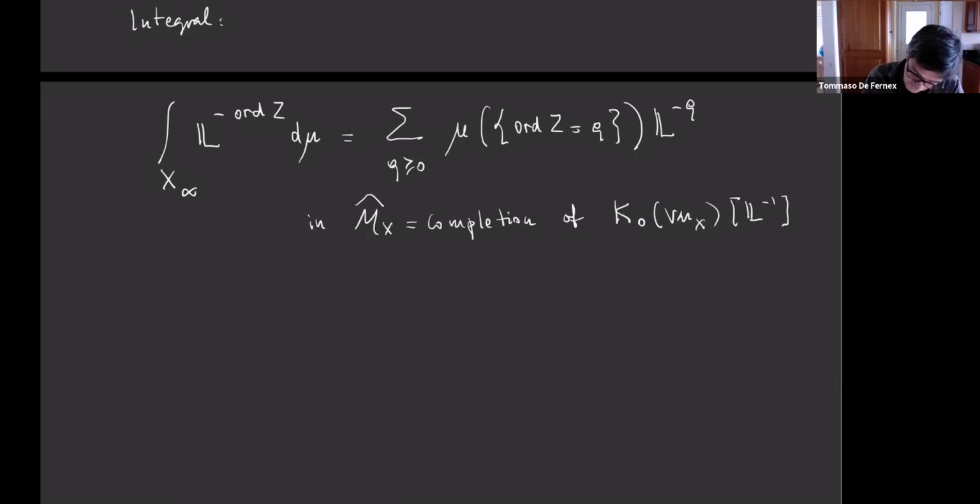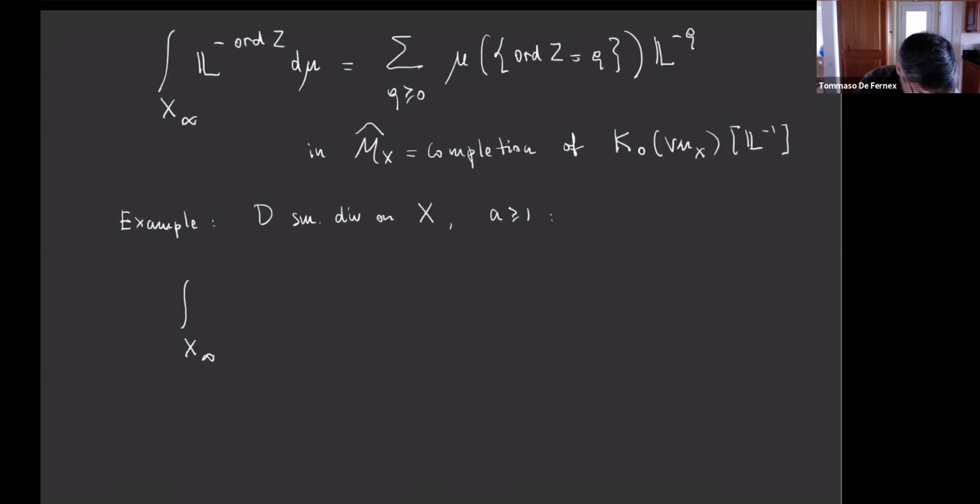So it might be worthwhile to see a simple example. If you're not familiar with motivic integration, this is a typical example you want to work out at the beginning. Suppose that there is a smooth divisor D on X, and take some integer A greater than 1. Then I want to look at the integral over X infinity of L to the minus the order along this divisor, maybe A times D. There is a big stratum, the complement of D, where the order function is 0. That one is easy to see: it's going to give me the class of X minus D.